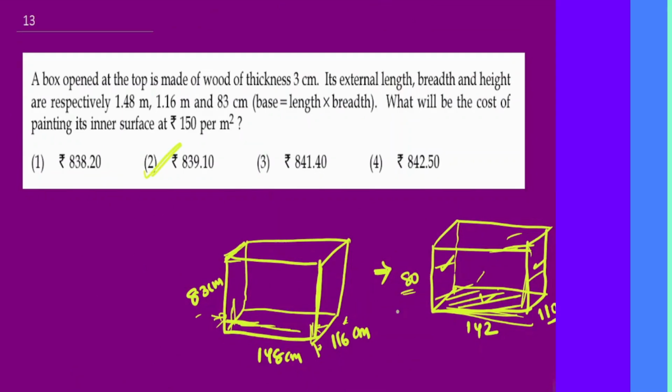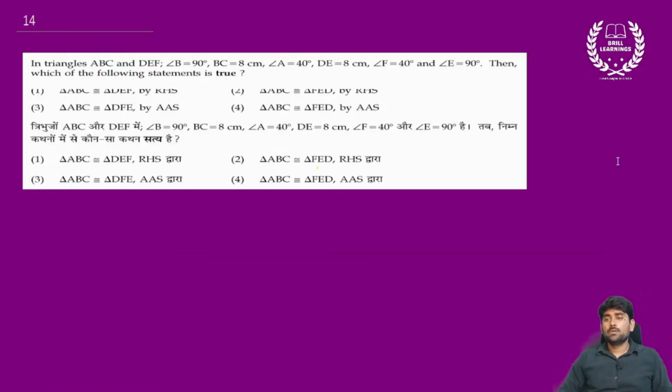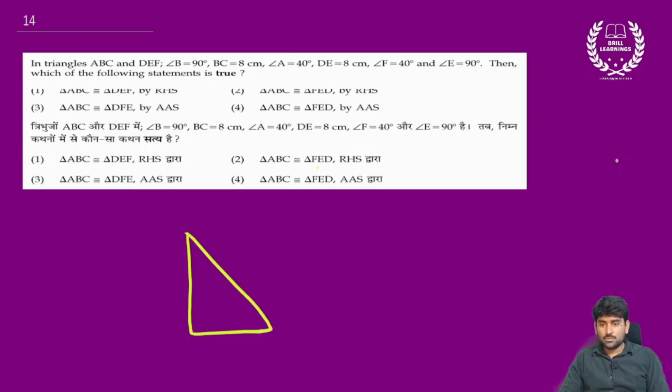Let's move on to the next question. In a triangle ABC, DEF are given. So first we have to draw two triangles here. Both triangles we have to draw first. So in this, angle B is 90 degrees. So ABC, if I write this, and BC length is 8 centimeter they have given. Angle A is 40 degrees.